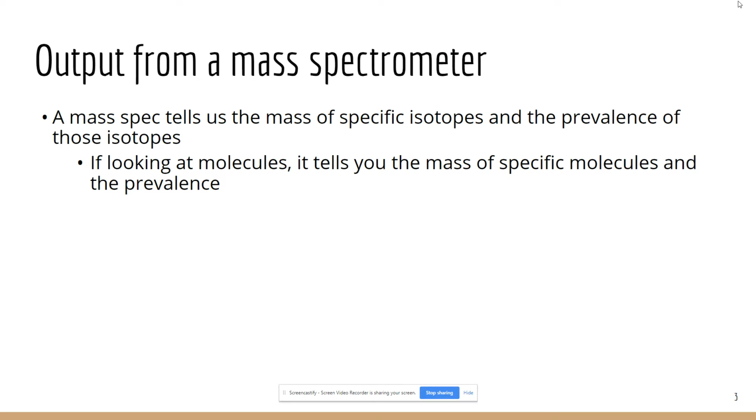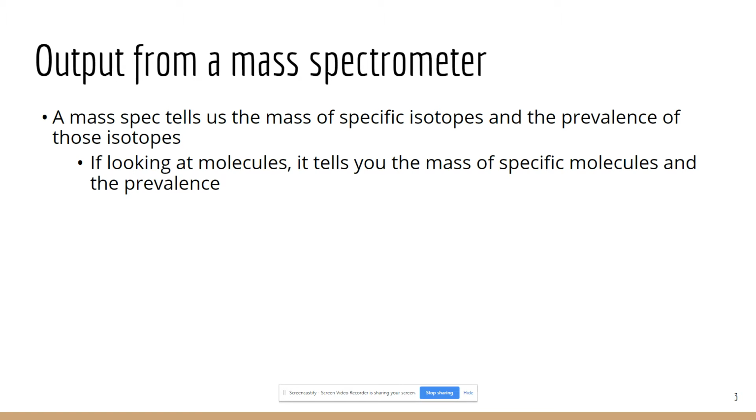Pause here. So we have discussed different types of isotopes and the masses, and how the masses on the periodic table reflect the weighted average of the mass numbers of all the different types of isotopes. The way that is determined experimentally is using a device called a mass spectrometer.